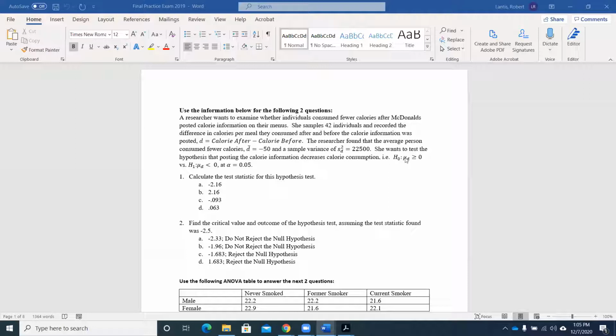So that's what we're going to test for. We assume the opposite is true, so we get a left-tailed test here. The significance level we want is 5%, so the alpha of 0.05. Now calculate the test statistic for this hypothesis test.